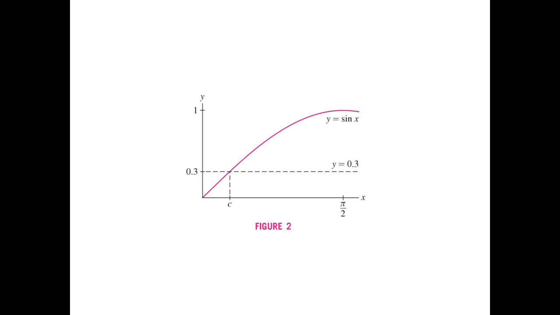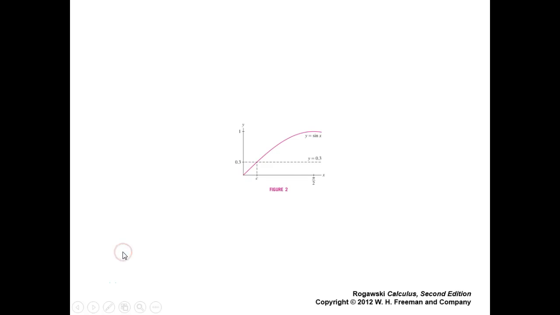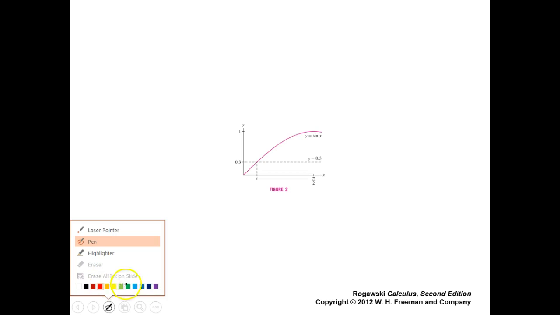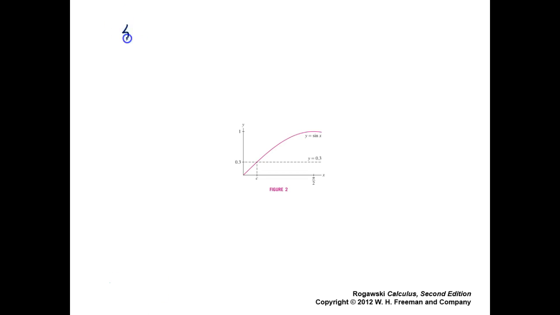Uh-oh. We just did example 1. I thought this was just a figure. This was example 1. Prove that the equation sine x equals 0.3 has at least one solution.